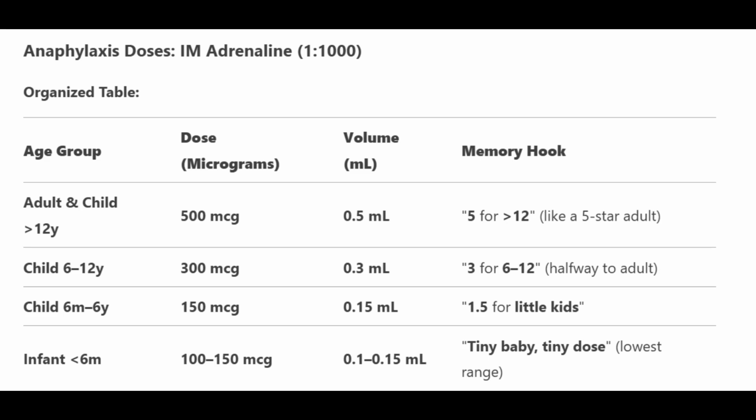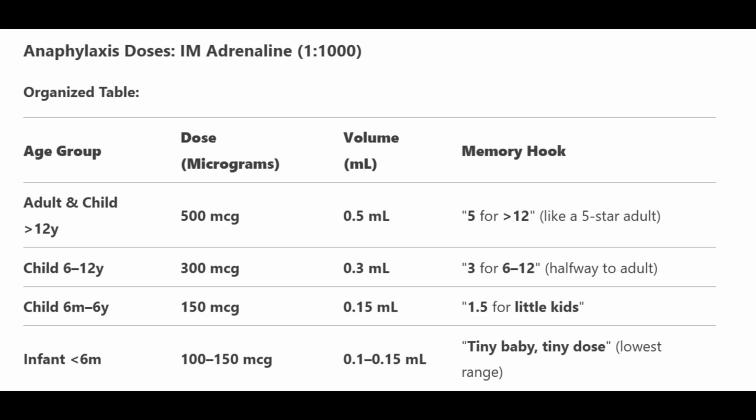Remember, I told you to remember the magic number 12. If over 12, give the full dose, 0.5 milliliters. The next dose range is half of number 12, i.e. 6 years to 12 years, give 0.3 milliliters. Then again, the next dose range is half of number 6, i.e. 6 months to 6 years, you give 0.15 milliliters. Then lastly, under 6 months, 0.1 to 0.15 milliliters.